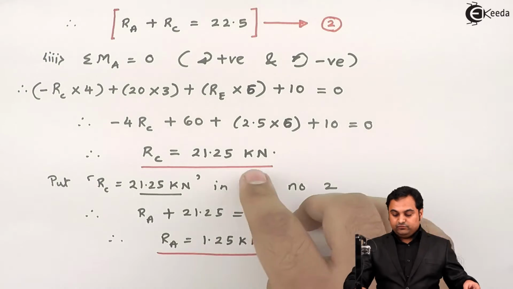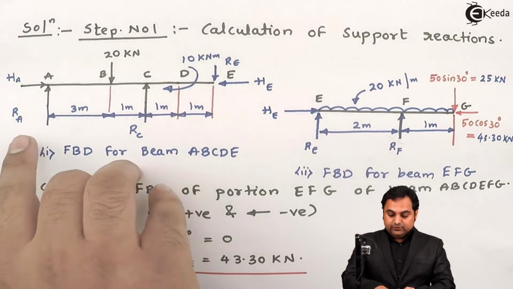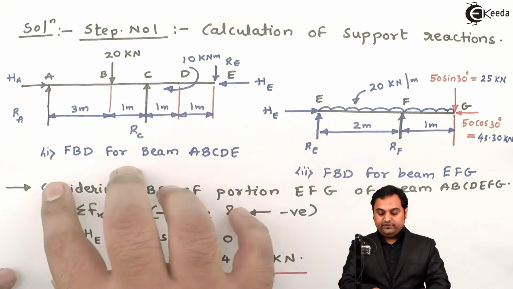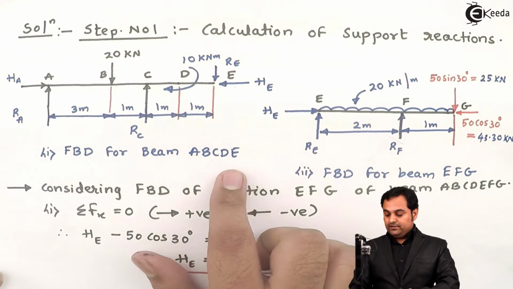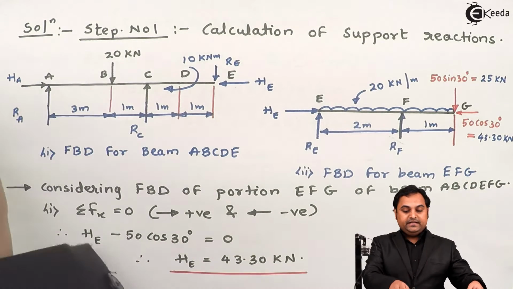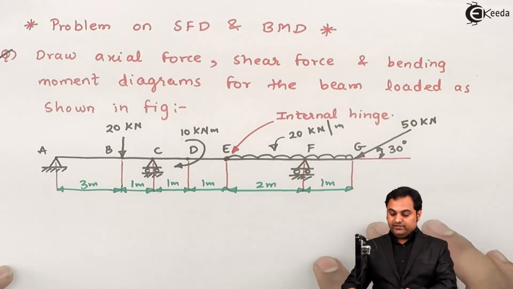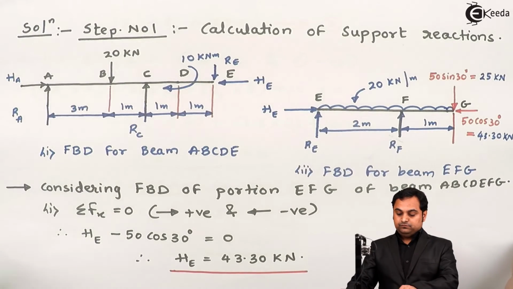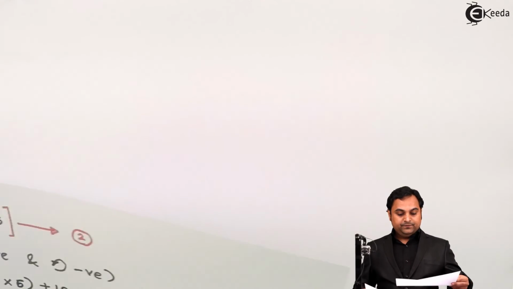So here we have found out the reactions. That is, we have calculated the value of HA, RA, RC, RE and HE. So we have completed this part of the FBD for beam ABCDE. Previously we have completed FBD for EFG, and here I can say that the entire beam which is given in the problem, for that we have found out the reactions at each and every location. Now here with this we complete step number 1.